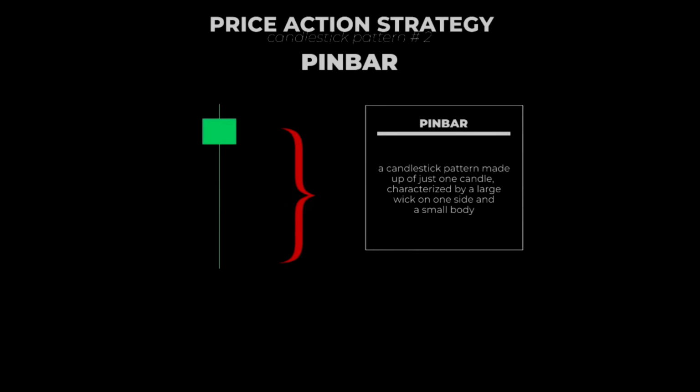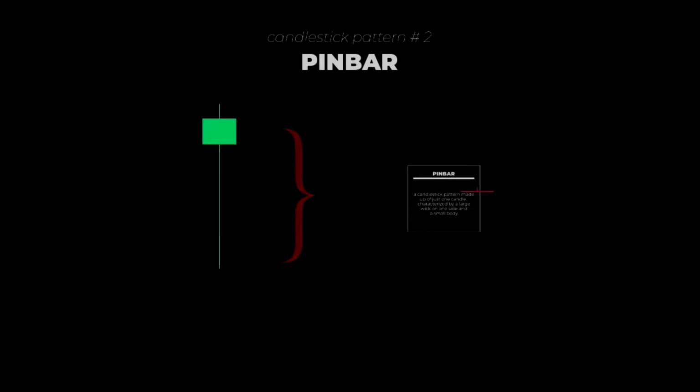Pattern number 2 is the pin bar. A pin bar is a candlestick pattern made up of just one candle, characterized by a large wick on one side and a small body. There are 2 types of pin bar patterns. A bullish pin bar is when the candle is green, with a longer wick on the bottom, and a bearish pin bar is when the candle is red with a longer wick on the top.